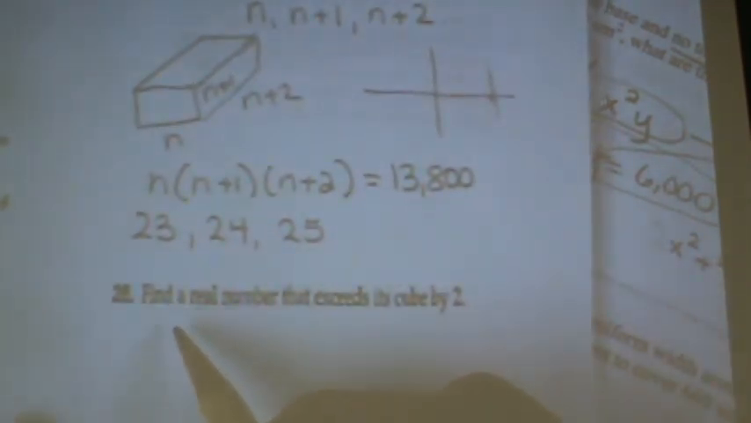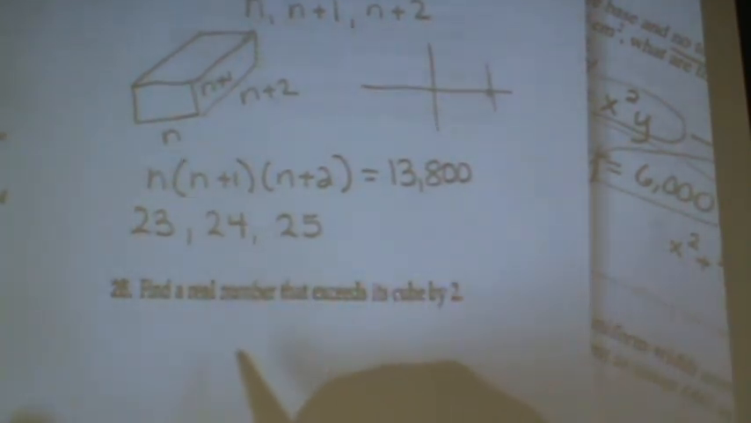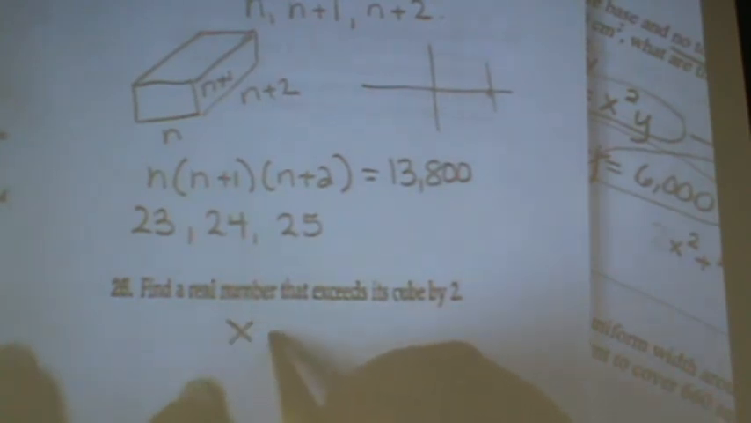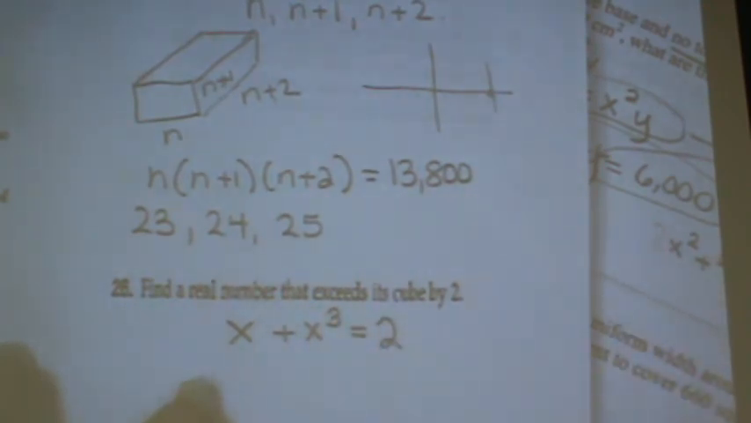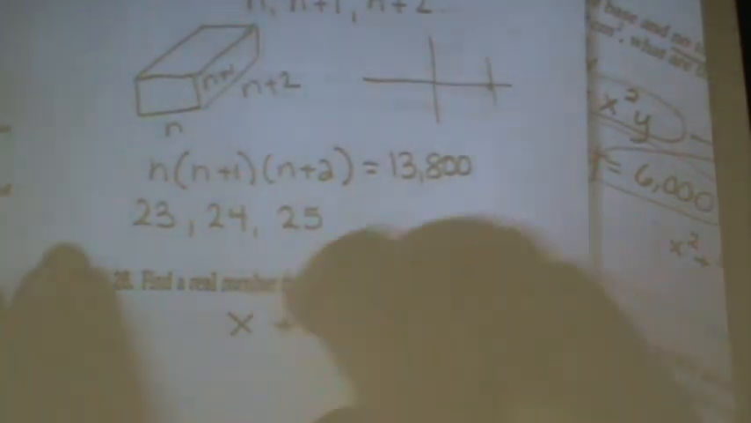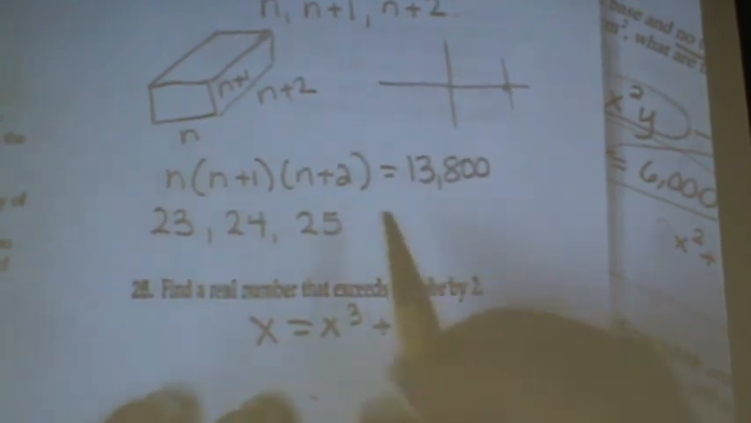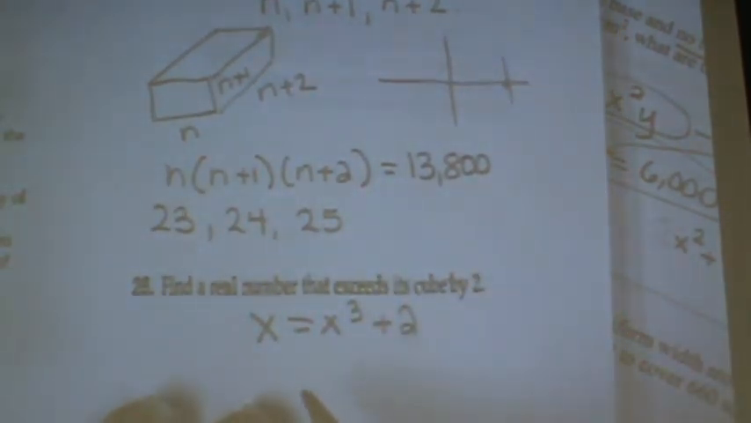So for the last one, 26, find a real number. So x is our real number that exceeds its cube by 2. So here's your real number. Its cube is x cubed. I'm sorry. This is going to be x equals, its cube exceeded by 2. So the number that you cube will be 2 more than the original number.